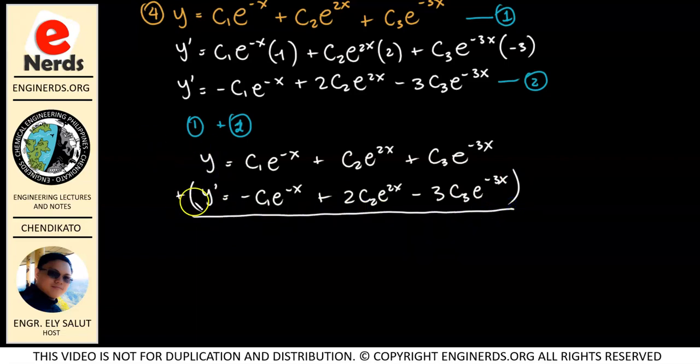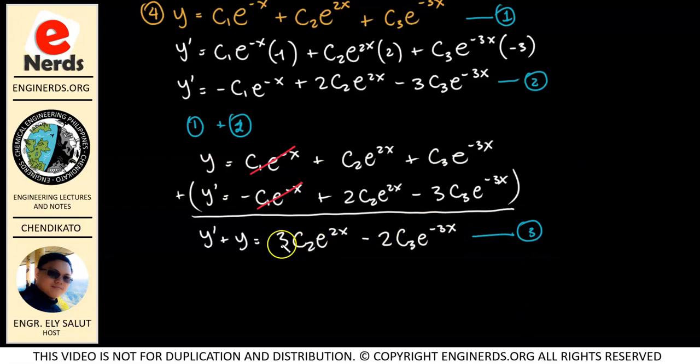So we have y plus y prime, but I'm going to write y prime first. Y prime plus y is equal to, so here we have C1 e to the negative x plus negative C1 e to the negative x. So this will be equal to 0. So meron na lang tayong C2 e to the 2x plus 2C2 e to the 2x. So we have positive 3 C2 e to the 2x. Then C3 e to the negative 3x plus negative 3 C3 e to the negative 3x. So we have negative 2 C3 e to the negative 3x. Now we're going to name this as equation number 3.